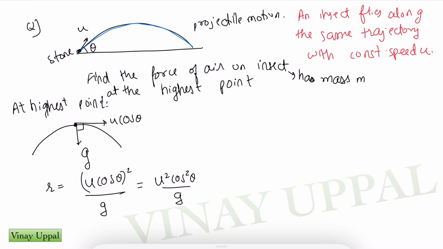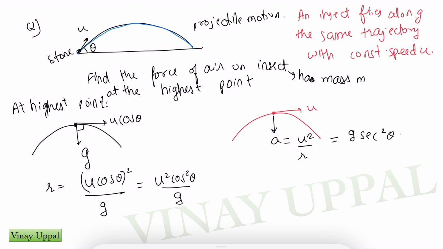Now the insect has a velocity u, it has the same radius of curvature, and it won't have any tangential acceleration because the velocity of the insect has a constant magnitude, constant speed. And therefore this acceleration I can write as u squared by the radius of curvature, and substituting this radius of curvature, I'll get it as g sec squared theta.